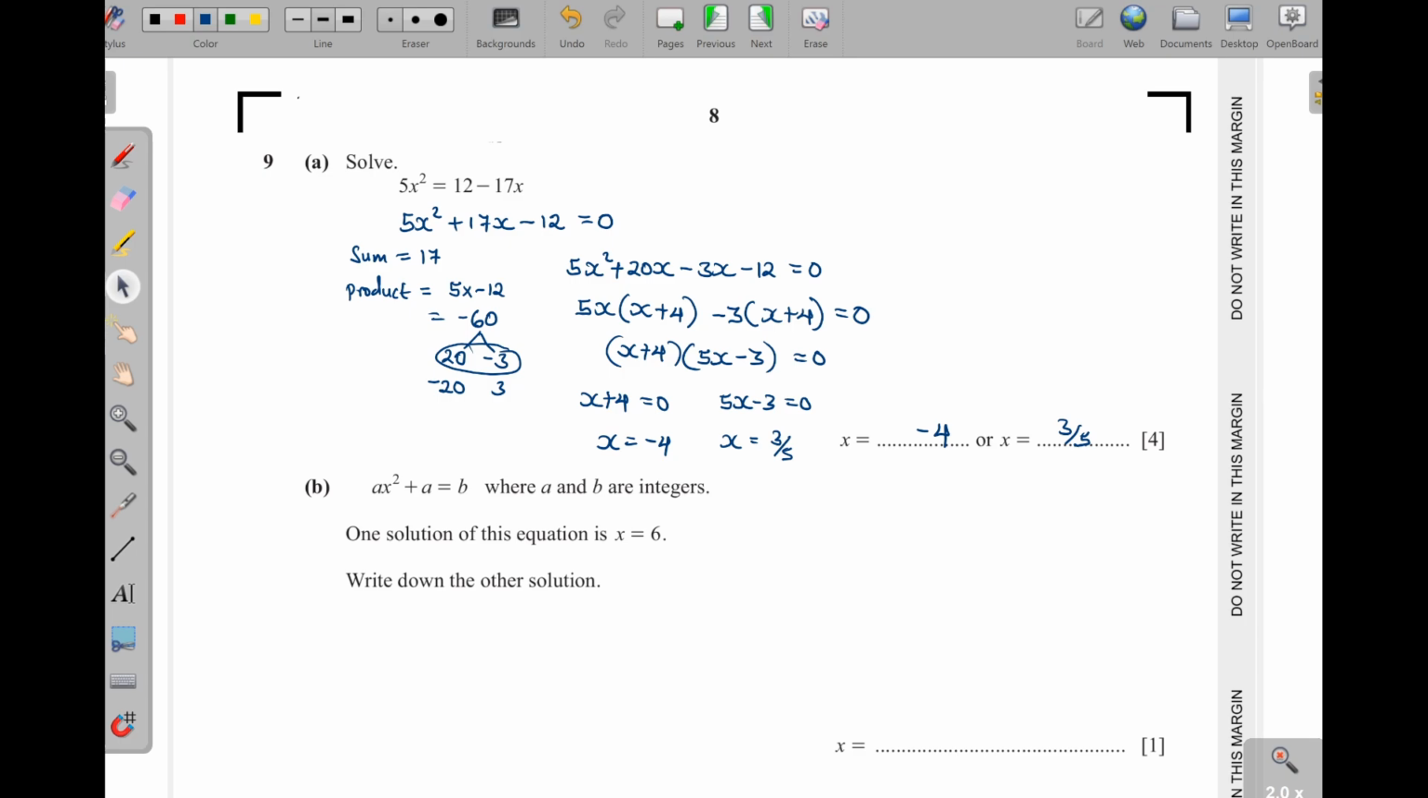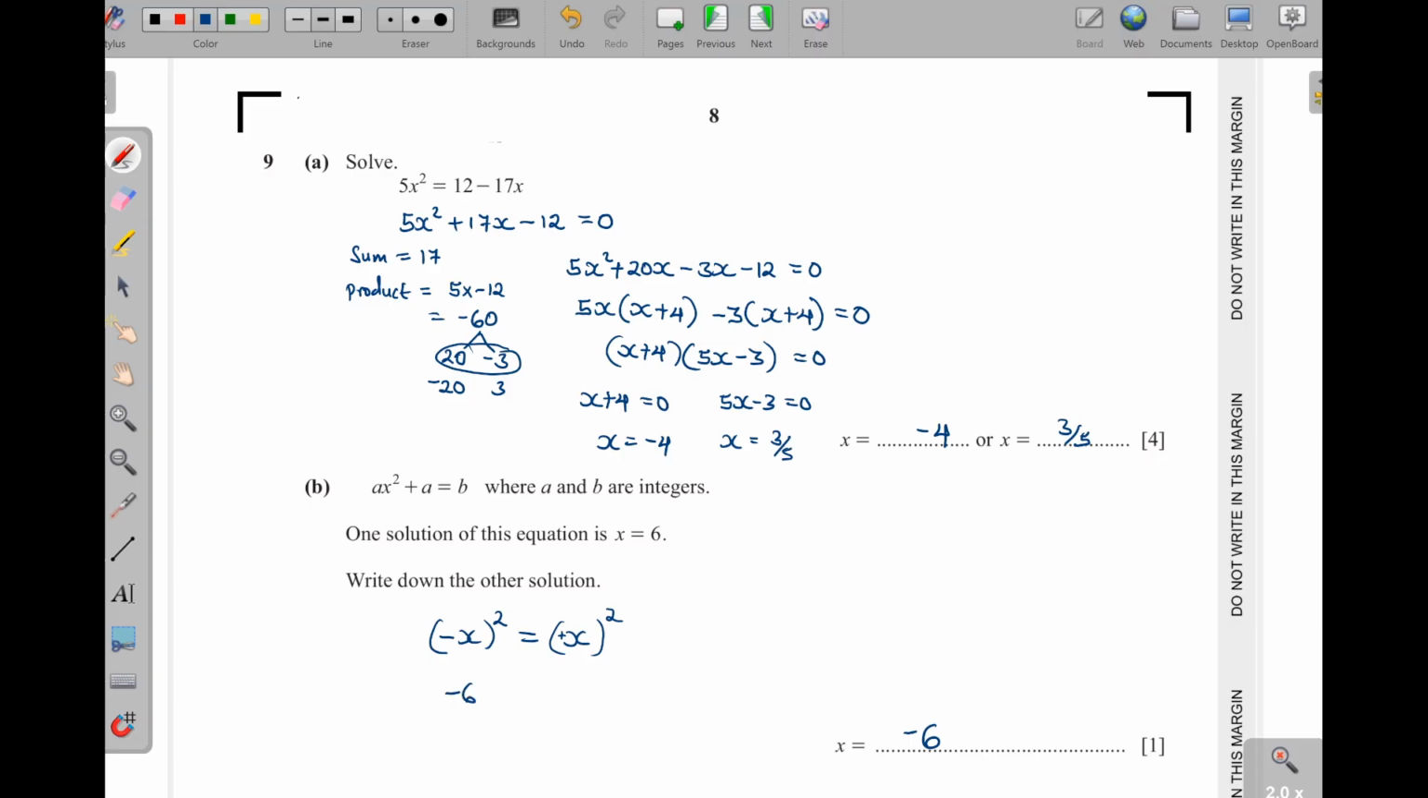Then part B, ax squared plus a is equal to b, where a and b are integers. One solution of this equation is x is equal to 6. Write down the solution of the other. Now, you should know that negative x squared will always be equal to positive x squared. Okay? Will always be equal, because a negative times a negative is always a positive. So if they have given us a positive one here, then the other one has to be a negative. So it will be negative 6. Okay?